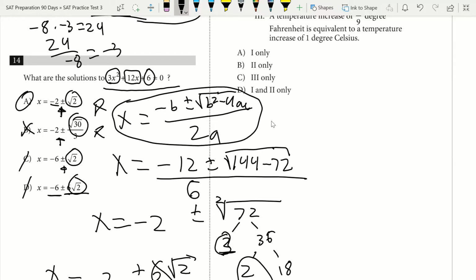Another thing, if it's not a square root, you still might be able to use the quadratic equation if you see that plus or minus. So if you have a constant, a plus or minus, look to use your quadratic equation for that.